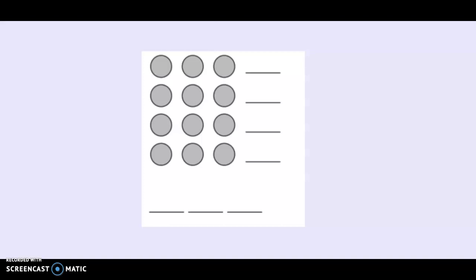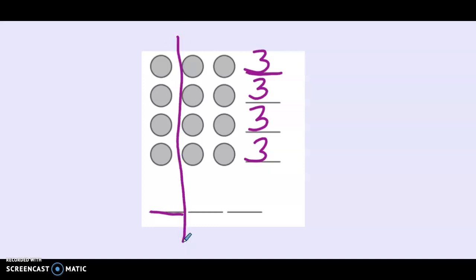So on the first line, I'm going to add 1, 2, 3. And then I'm going to keep going. And they should all have the same number if it is an array. Okay, now on the bottom, we're going to count in the column.